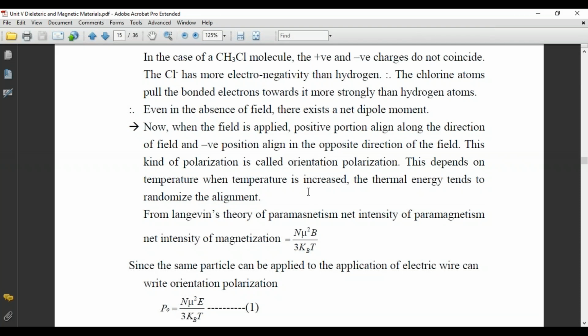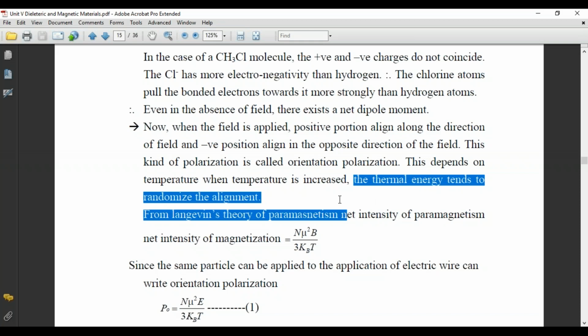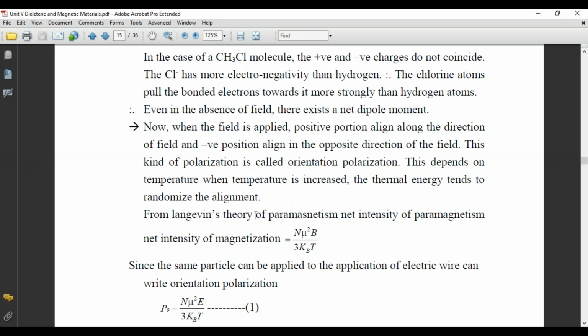Orientation polarization depends upon the temperature. When the temperature is increased, the thermal energy tends to randomize the alignment. This is similar to the Langevin theory of paramagnetism, where the magnetization depends upon the applied magnetic field.